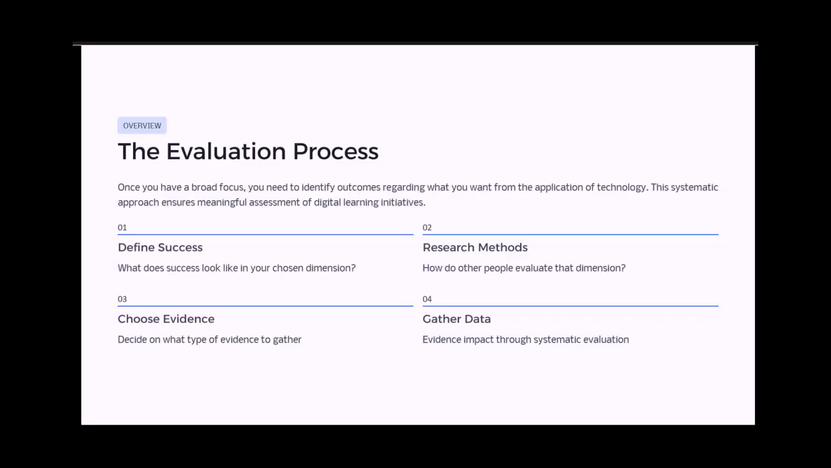And look at maybe how other people evaluate motivation. Are there questionnaires? Are there surveys? Have other people used particular methodologies such as interviews or focus groups? So doing a bit of research about how other people might evaluate that measure is really, really important. And then based on that, decide on what type of evidence you want to gather. And we look at some ways you might do that, particularly qualitative evidence and quantitative evidence. And then you gather the data and analyse it.